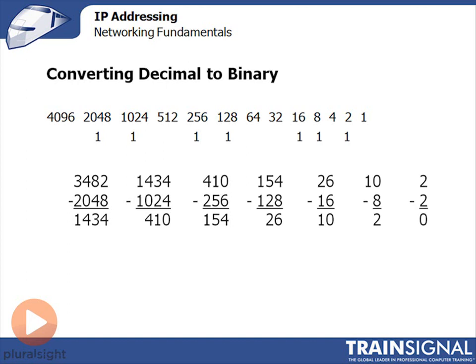And as a matter of fact, speaking of 0, you know what you have to do? You have to now take zeros and plug them in on all the other columns that you didn't have 1s. So I'm going to add 0 for the 1s column and the 4s column and the 32s column and the 64s column and the 512s column. And what we just figured out is that 3,482 equals the binary number 11011001110. And believe it or not, it can be just that simple.